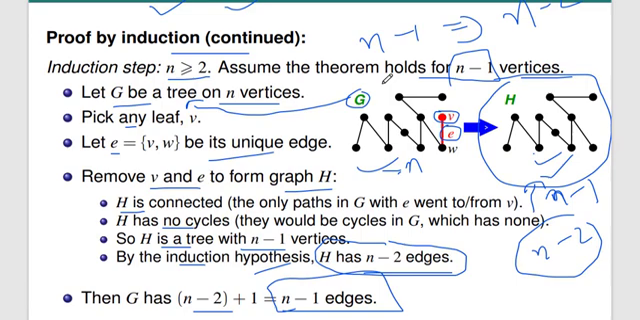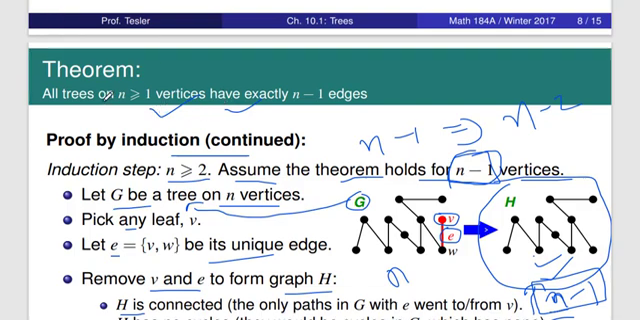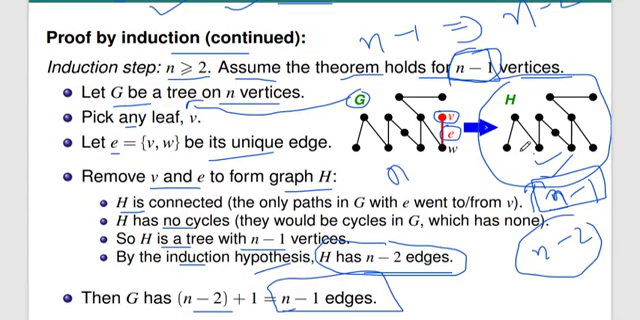Again, let's assume that this has n vertices. For this, we have removed one vertex, so this graph should have n minus 1 vertices. Now in our step 2, we assumed that the theory is true for n minus 1 vertices. So n vertices have exactly n minus 1 edges. So we can say that this graph H has n minus 2 edges.